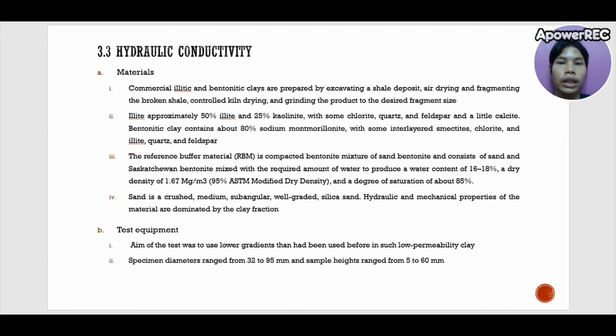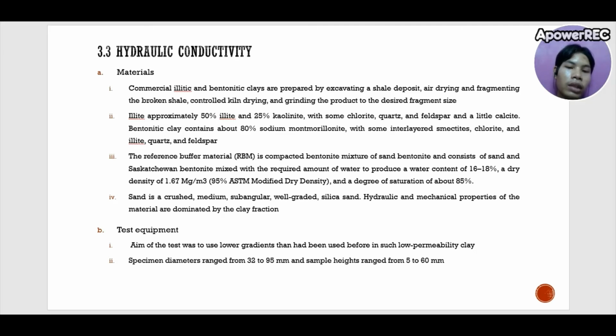So here we go to the last one, which is 3.3, hydraulic conductivity. Materials: commercial illite and bentonite clays are prepared by excavating a shale deposit, air drying and fragmenting the broken shale, controlled kiln drying and grinding the product to the desired fragment size. Illite, approximately 50% illite and 25% kaolinite, with some chlorite, quartz, feldspar, and a little calcite. Bentonite clay contains 80% sodium montmorillonite with some interlayered smectites, chlorites, illite, quartz and feldspar.